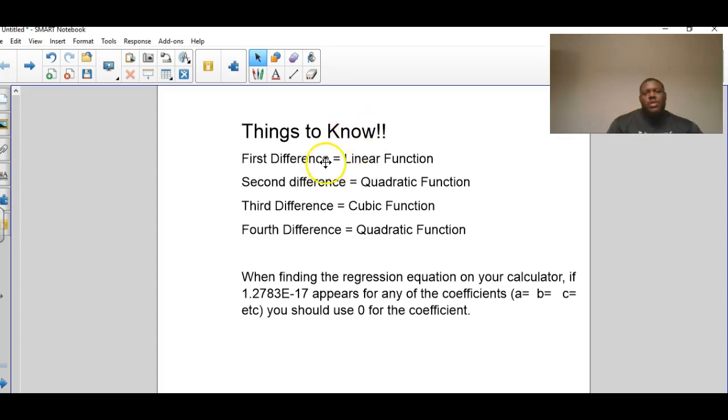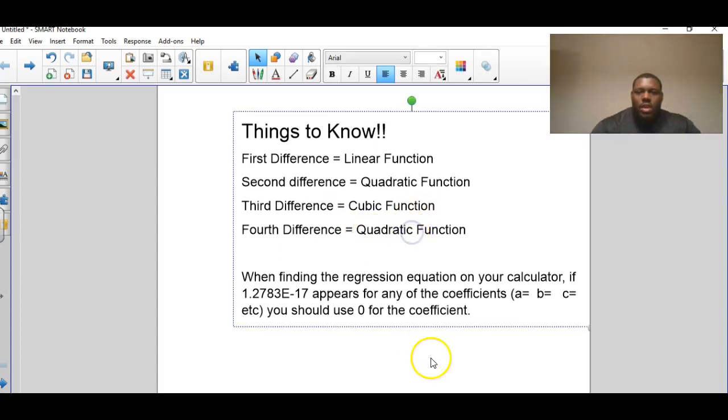Know what the first difference is. The first difference is a linear function. Second difference, quadratic. Third difference, cubic. And fourth difference is, I noticed a mistake here. Let's fix that. It's going to be quartic, not quadratic. I don't know why it says that. Don't know who put that there, but that's a quartic function, all right?